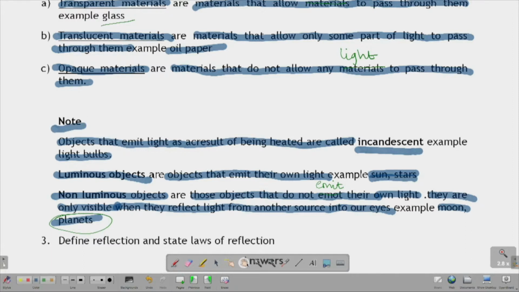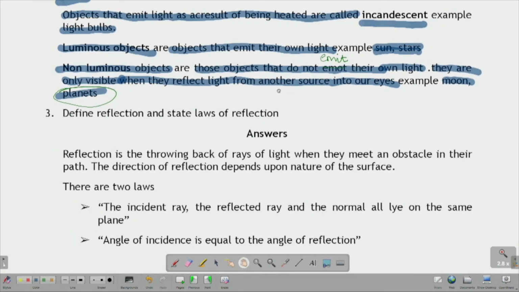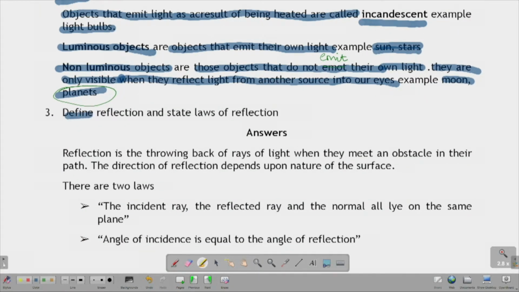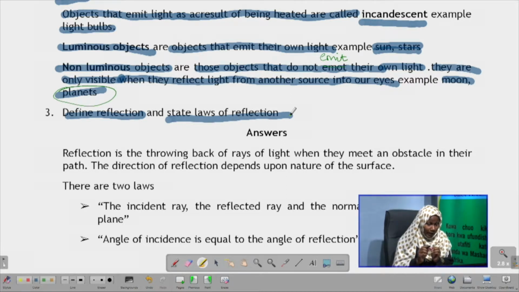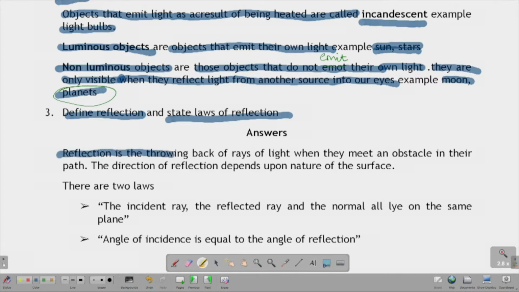Now let's go to our third question, which says define reflection and state the laws of reflection. If you remember very well, I told you that the moon was only visible because it reflected light from another source, which was the sun. So here we get the word reflection. What does reflection mean? That is our third question. Reflection is the throwing back of rays of light when they meet an obstacle in their path.